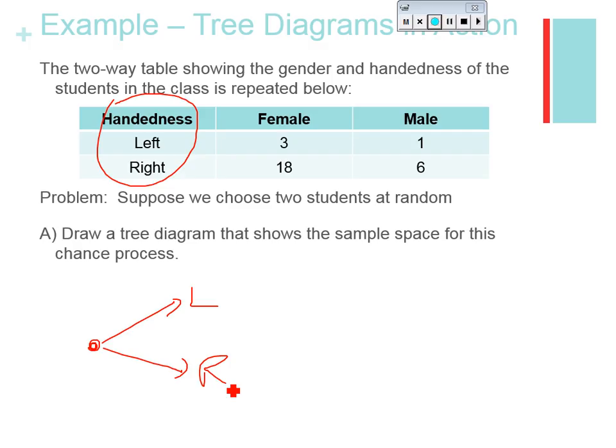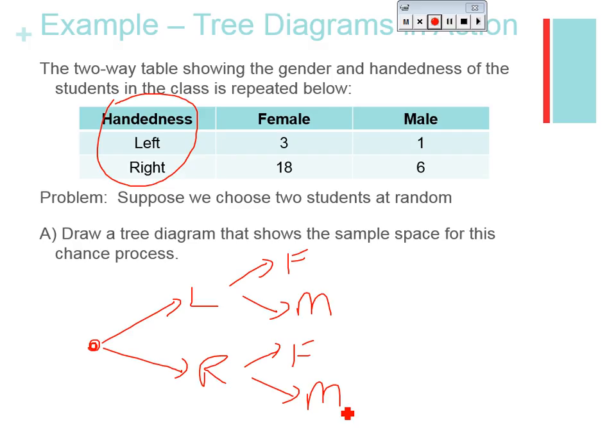And then, if I choose a student who's left-handed, that student could be a female, or a male. Same with someone who's right-handed. If I choose a student who's right-handed, the same thing occurs. I could choose a right-handed student that's a female, or a right-handed student that's a male. So that would be a tree diagram that shows the sample space.